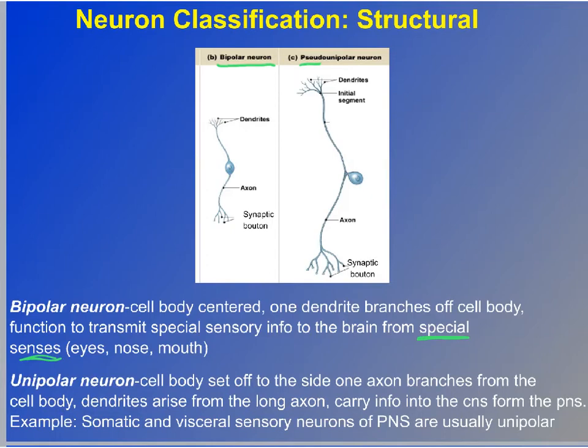Whereas pseudo-unipolar neurons, they're transmitting some general sensory information about pain or changes in temperature or stretch. These neurons are found only in the peripheral nervous system. Only in the peripheral nervous system. They're carrying sensory information from the periphery back to the central nervous system, the brain and the spinal cord.